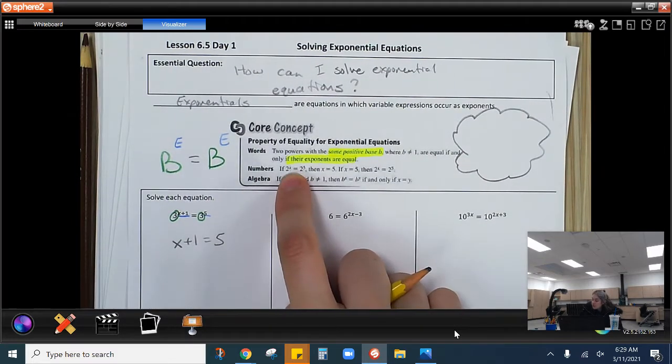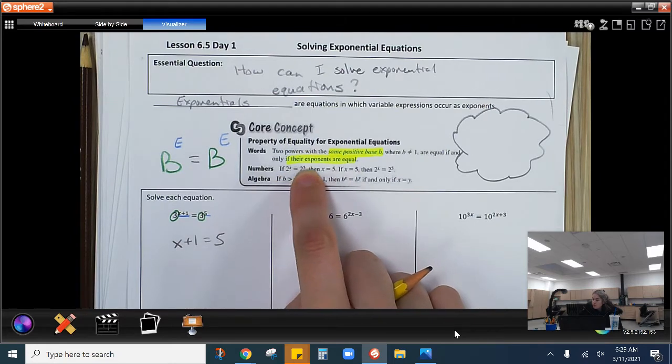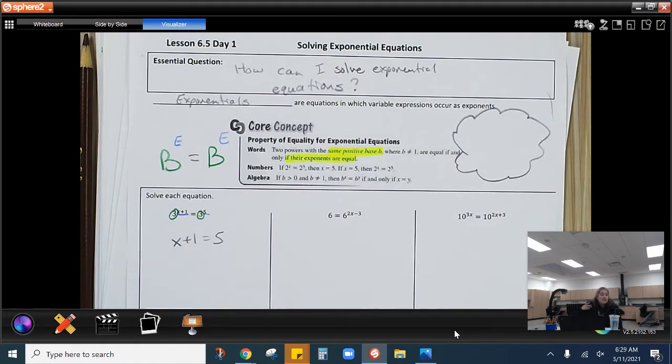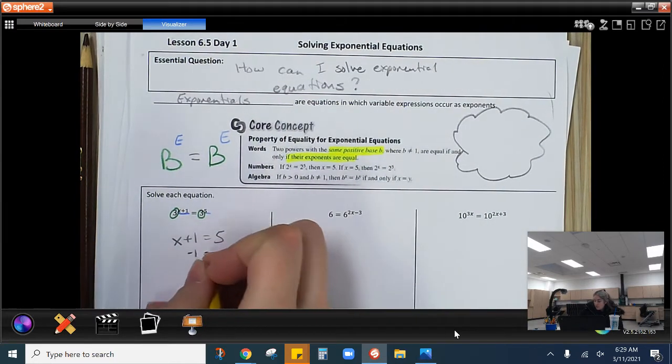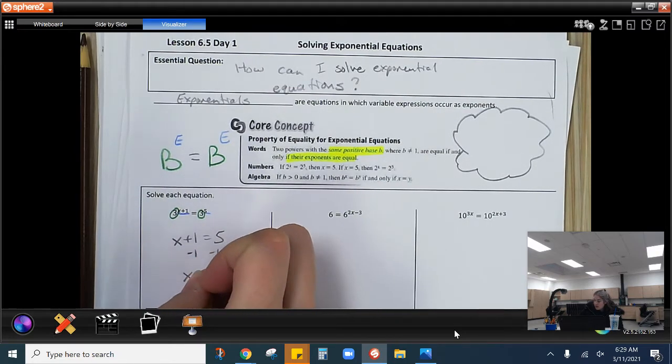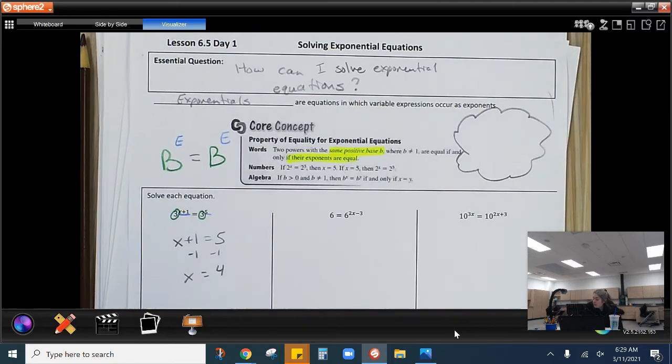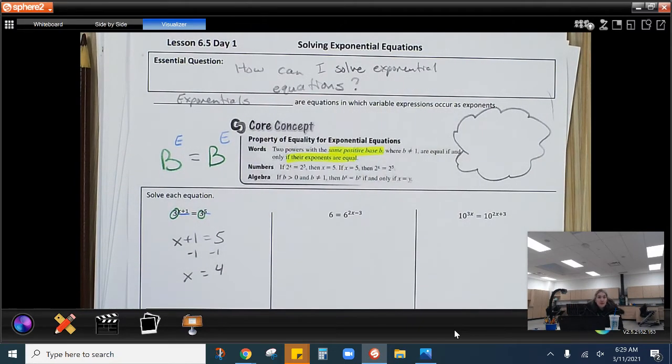So we kind of see that here with this 2 to the x and the 2 to the 5th. We know that if we have 2 to the x and 2 to the 5th, then x must equal 5. So in this case, we had 3 to the x plus 1 and 3 to the 5. So x plus 1 has to equal 5. And now it's like any other algebra problem, and we can solve it. I need to get x by itself. I subtract 1 on both sides, so I get x is equal to 4 in this case, right? Because 5 minus 1 is 4.